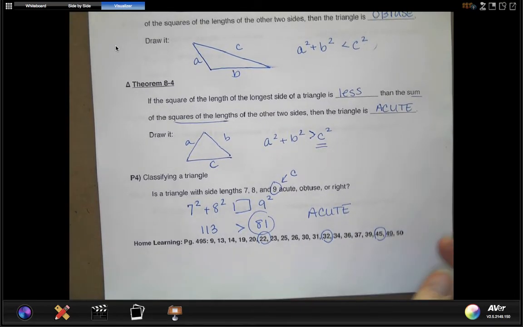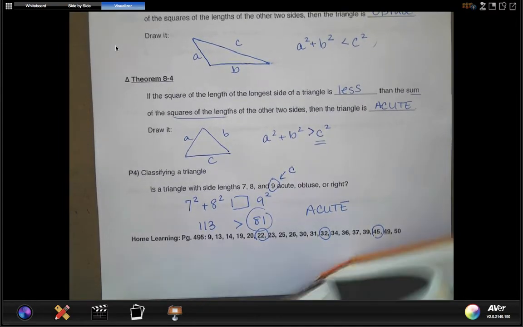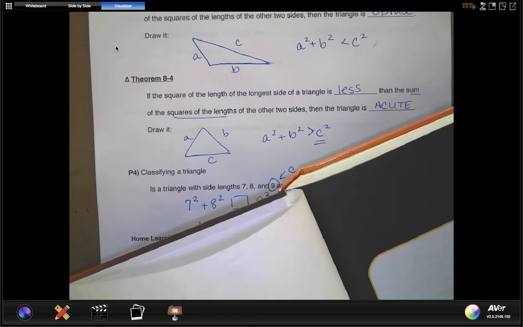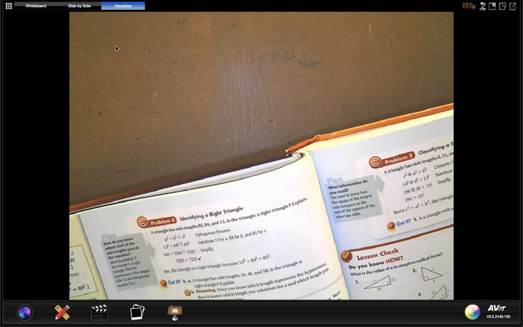Okay. All right, so we're going to do a couple homework problems together. So all right, first one I'm going to look at is 22.